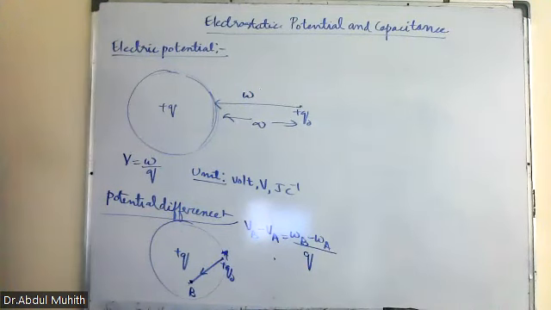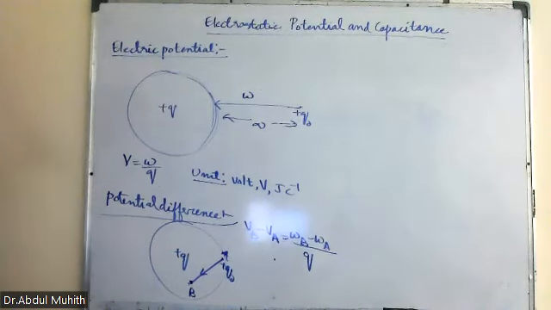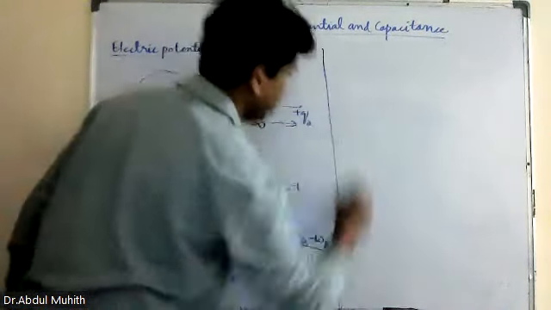Okay. Now the next one we have is potential due to a point charge, the derivation.